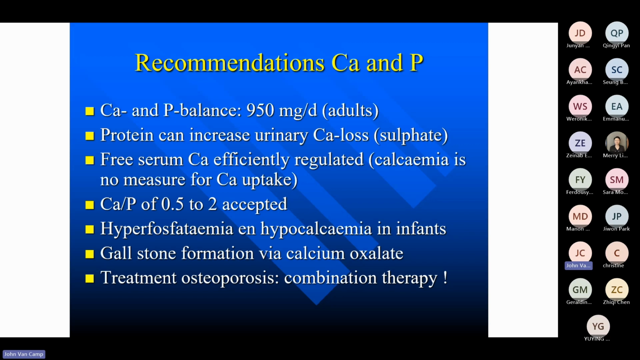And infants can have a problem with hyperphosphatemia and hypocalcemia because the kidneys are not functional. Gallstone formation is the result of calcium oxalate. So too much calcium can lead to bile stone formation. And treatment of osteoporosis is difficult. You probably need combination therapies, physical exercises, hormone therapies, specific tablets. So there are opportunities, but it's not easy. Prevention is better than curing here.